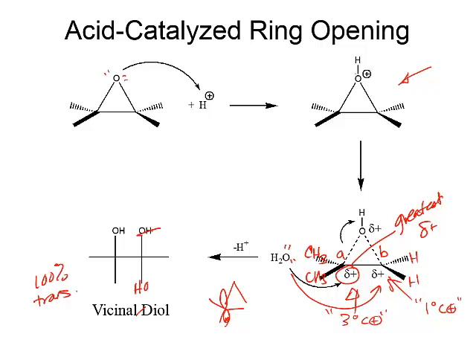So when you protonate the epoxide, you can get a regioselectivity of the attack of the nucleophile. It will attack the carbon that is most substituted. Why? Because that's where the greatest delta positive charge is.